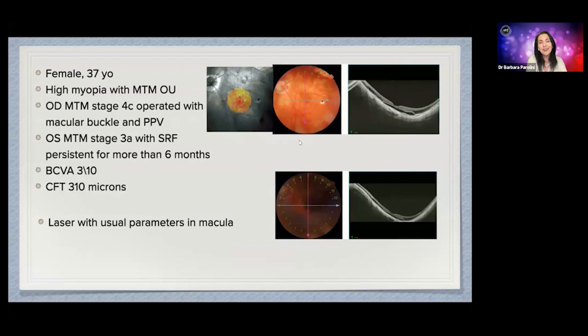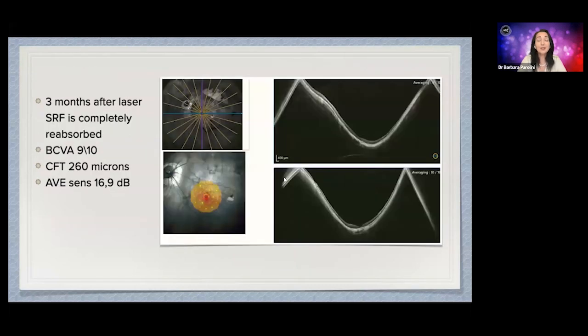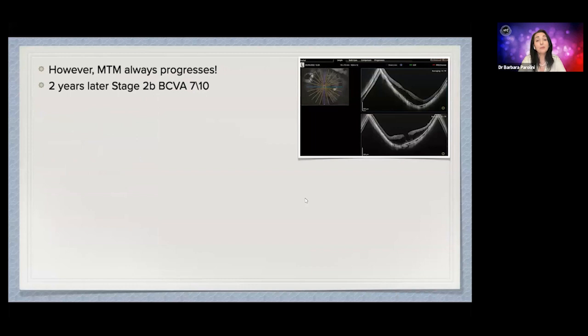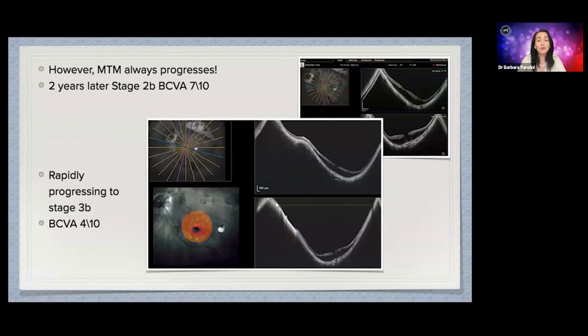I had operated on the other eye with a macular buckle for retinal detachment plus full thickness macular hole, and she had a detachment in the other eye as well. So I treated this eye with the micropulse laser, and surprisingly, I found a great improvement just a few months after one session. However, MTM progresses. It is an evolving disease. So 2 years later, she presents with schisis again, and then a small foveal detachment. So I decided to take her to surgery.